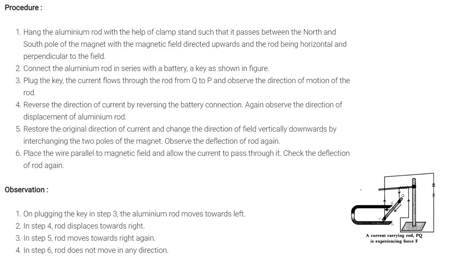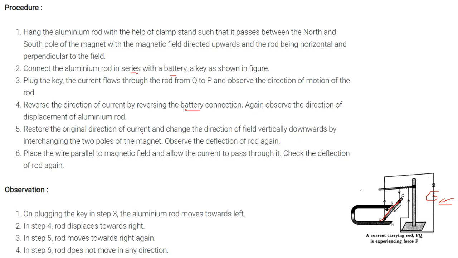As we already saw in the previous discussion, the same thing we are doing right here. We need to hang the aluminum rod with the help of a clamp stand such that it passes between the north and south pole of the magnet, with magnetic field directed upwards and the rod being horizontal and perpendicular to the field. We have to connect this aluminum rod in series with the battery as you see here. We plug the key, this one. The current flows through this rod PQ, and we observe the direction of the motion of the rod. Then we reverse the direction of the current by reversing the battery connection, and we again observe the direction of displacement of the aluminum rod.